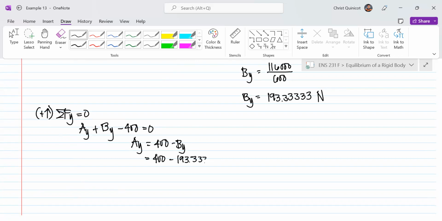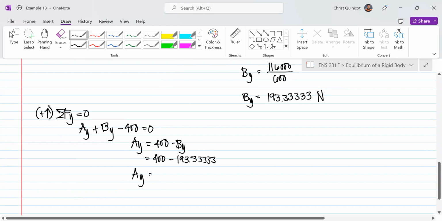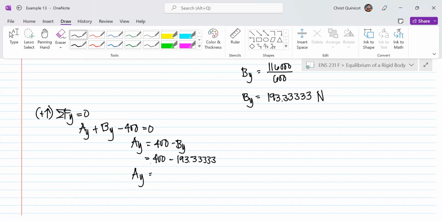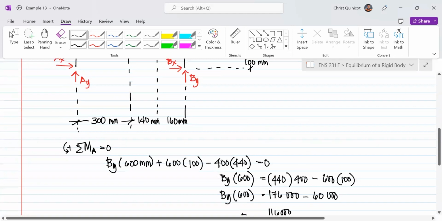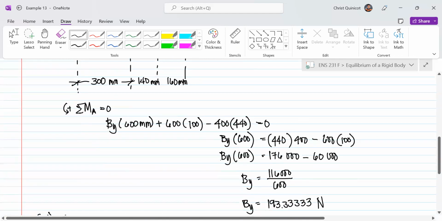193.3 repeating, but we use 5 decimal places. So our A sub y is equal to 400 minus 193.12345. That's 206.66667 newtons. Still positive, so meaning A sub y is indeed going up.